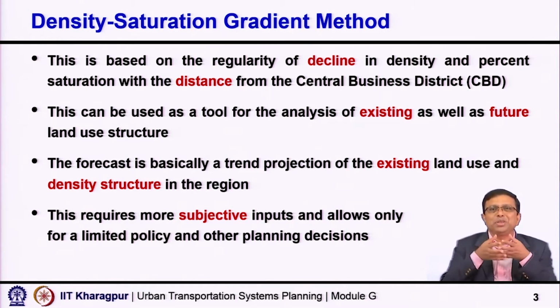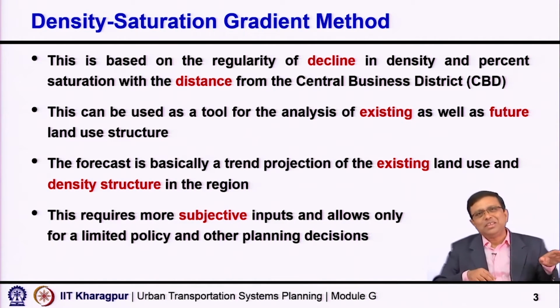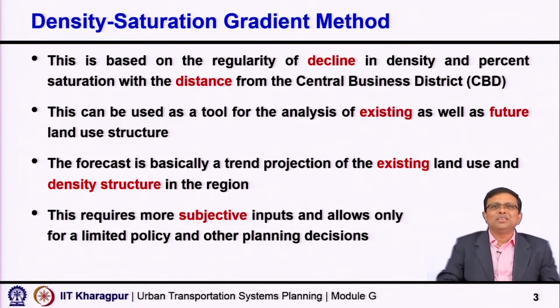Where is the maximum density expected to occur? Within the CBD. So, density and percentage saturation are expected to be highest in the CBD. Then as we go away from the CBD, as the distance increases, there will be a reduction or a decline in the density and the percentage saturation.